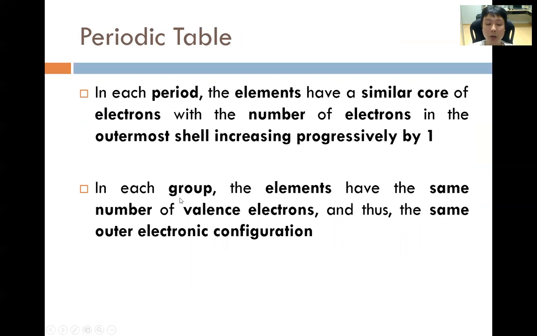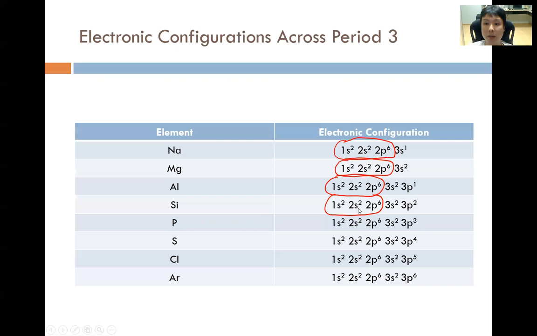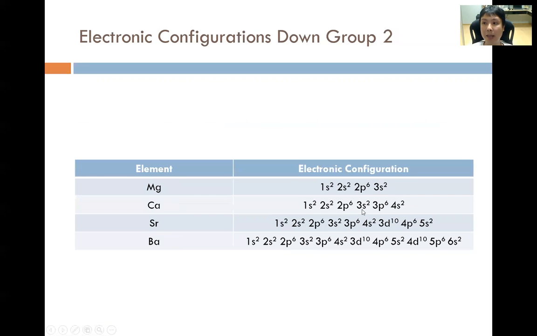Okay, in each group, on the other hand, basically vertical columns, the elements have the same number of valence electrons and thus the same outer electronic configuration. So if you were to use the method that we have discussed for constructing electronic configuration previously and construct the electronic configurations of part of the group 2 elements, magnesium would have this electronic configuration, calcium would have this, so on and so forth.